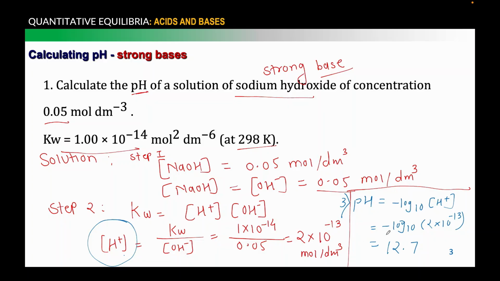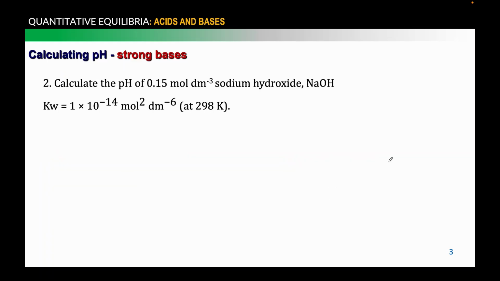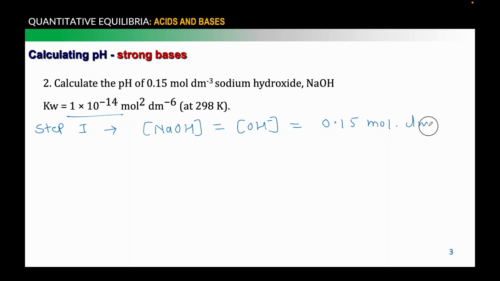Again, one more problem we will discuss. Calculate the pH of 0.015 mole dm cube of sodium hydroxide, where again ionic product is given, student. So simply, again by step 1, find the concentration of hydroxyl ion. That means concentration of sodium hydroxide is equal to concentration of hydroxyl ion and it is equal to 0.15 mole per cubic decimeter.